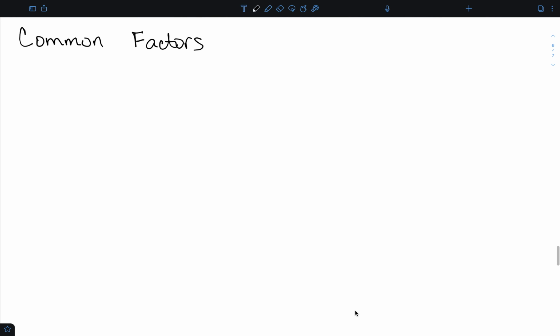Let's look at factoring polynomials using common factors. The idea here is we want to use the distributive property, which says that AB plus AC is equal to A times B plus C. I essentially want to see what they have in common and then pull it out front.